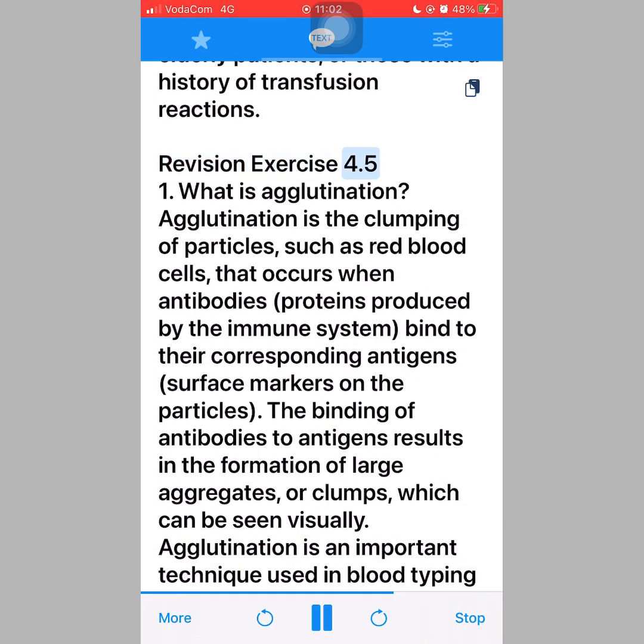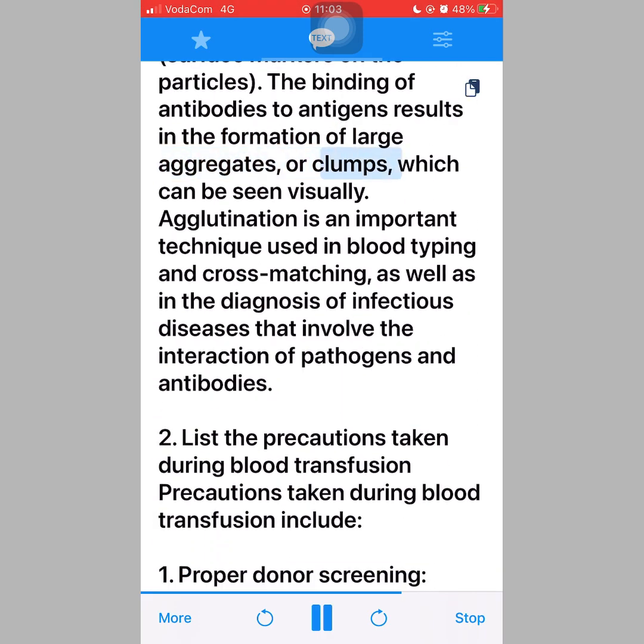Revision exercise 4.5. 1. What is agglutination? Agglutination is the clumping of particles, such as red blood cells, that occurs when antibodies, proteins produced by the immune system, bind to their corresponding antigens, surface markers on the particles. The binding of antibodies to antigens results in the formation of large aggregates, or clumps, which can be seen visually. Agglutination is an important technique used in blood typing and cross-matching, as well as in the diagnosis of infectious diseases that involve the interaction of pathogens and antibodies.